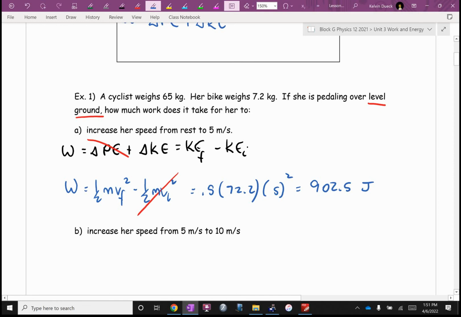Where'd that energy come from? The food energy that she ate. So she has lost 902.5 joules of energy and transformed it into kinetic energy of the bike.